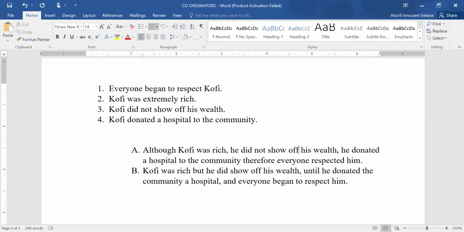Now, in examination, you can use both coordinators or subordinators. You are not restricted. Or you can use a combination of them. That thing should be emphasized. So you can use any of them, provided that whatever you are writing will be meaningful.